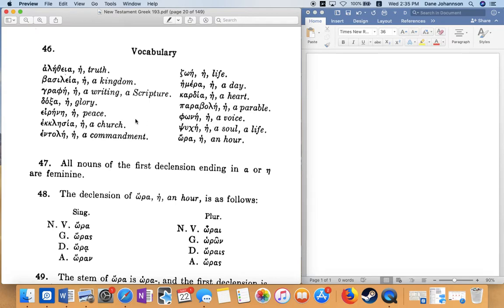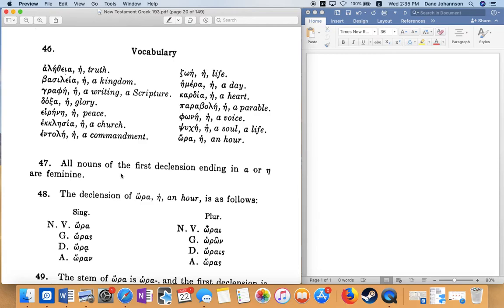E phoni, the voice. So like a telephone, phone, sound, voice, noise. E psihi. So again, the ypsilon is not pronounced as a U, but as an iota or an English I when we have a long I. So psihi, e psihi, the soul, the life. E ora. I think that's the same as Spanish. Ora. So e ora, an hour, the hour.